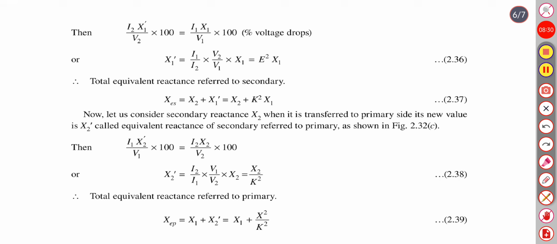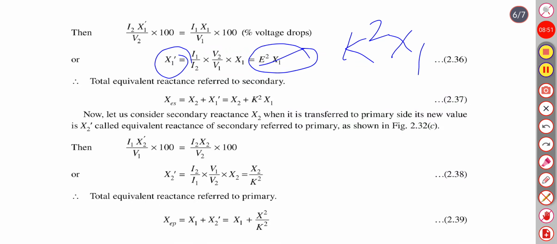Then I2 X1 dash upon V2 equals I1 X1 upon V1. Therefore, X1 dash equals K square X1. Not E square, this will be K square into X1. This is the typing mistake.